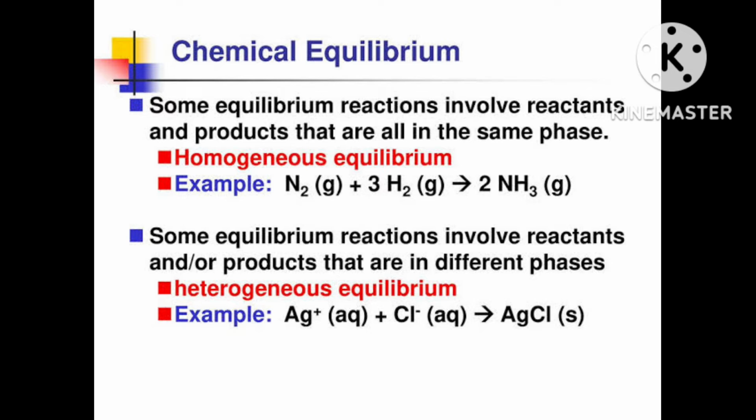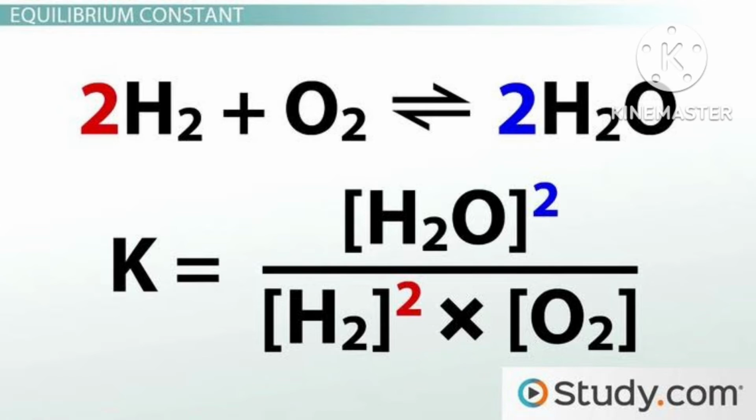Now I am telling you about chemical equilibrium. Chemical reactions reach a state of dynamic equilibrium in which the rates of forward and reverse reactions are equal and there is no net change in composition. At equilibrium, there is no net change in composition. This is the definition of chemical equilibrium. Again, listen: chemical reactions reach a state of dynamic equilibrium in which the rates of forward and reverse reactions are equal and there is no net change in composition.